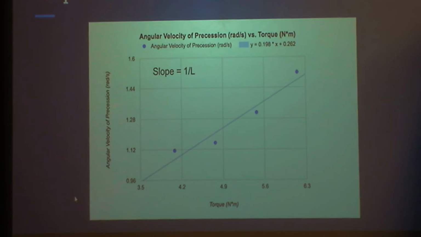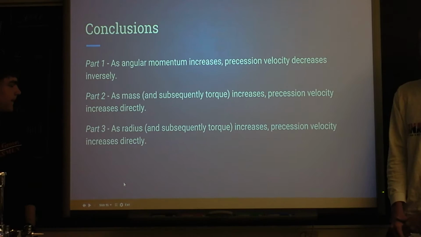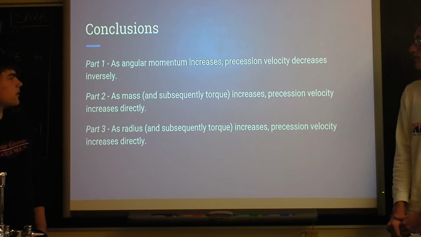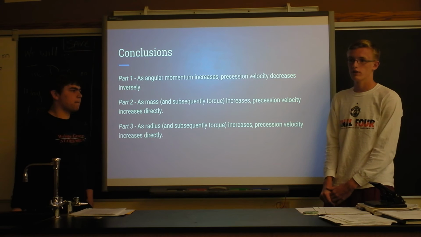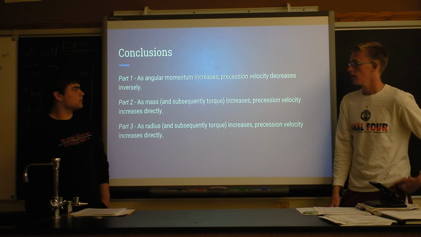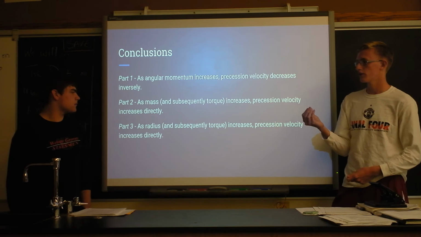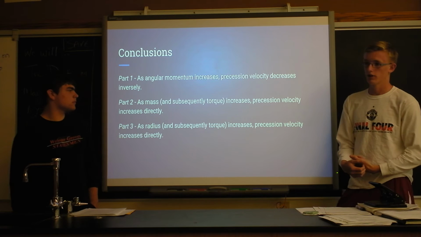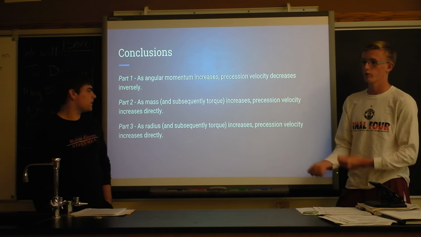So we found that as the angular momentum increases, the precession frequency decreases, which makes sense because there's more that the same torque has to move to precess the wheel. And then as the mass increased, the torque on the wheel increased, and so the angular velocity of the precession increased as well. So when we put more mass on the wheel, then it precessed faster.